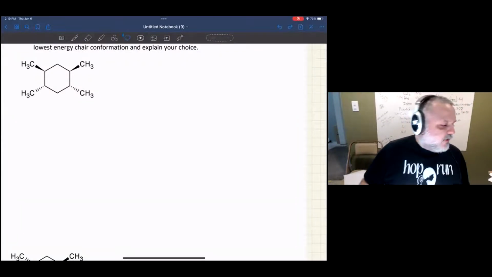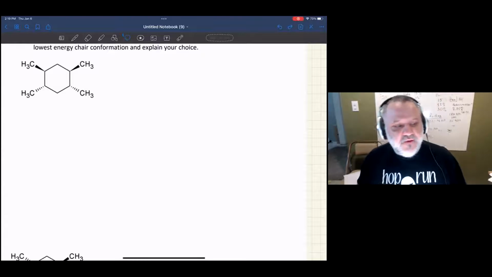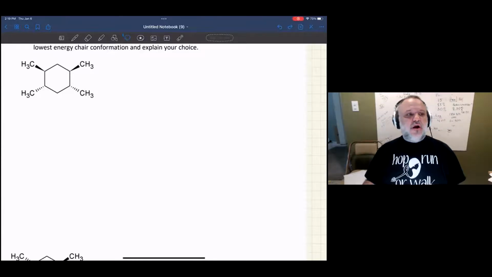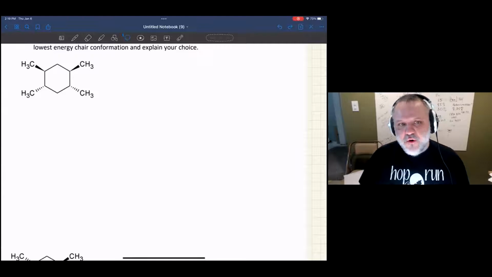Okay, so this question asks us to take a look at 1,2,4,5-tetramethylcyclohexane. Both of these structures are 1,2,4,5-tetramethylcyclohexane. We're going to figure out which one is going to have the lowest energy conformation.